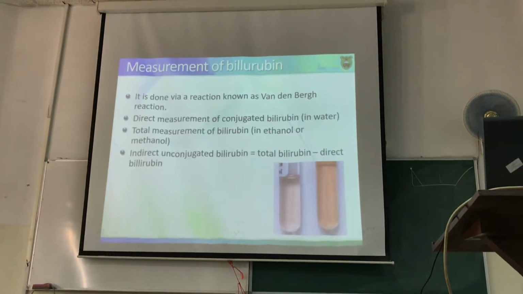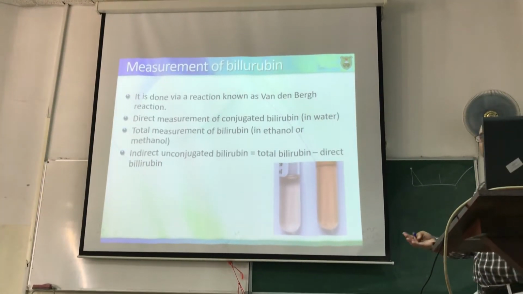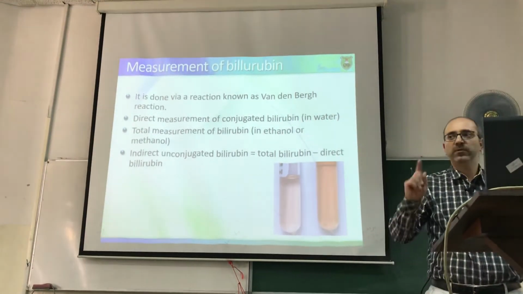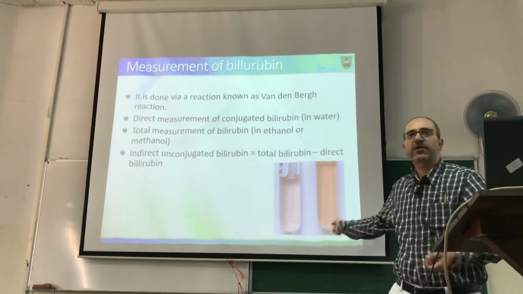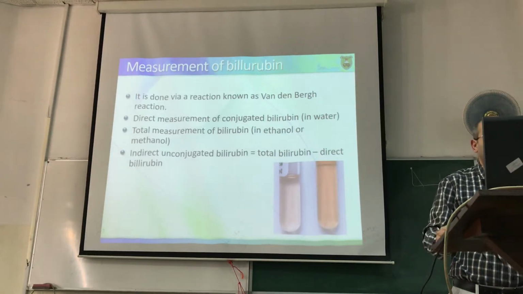And an important point is that most of the bilirubin that exists in blood is mainly the unconjugated form, not the conjugated form. Because once it gets conjugated, it goes directly into the bile. So there's little conjugated bilirubin in blood.